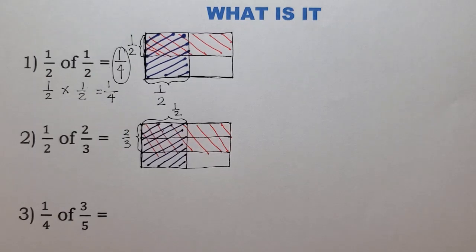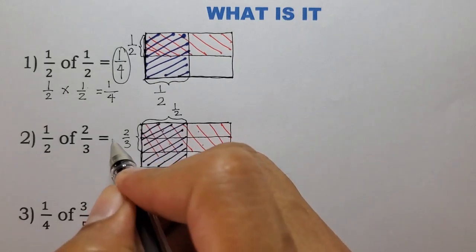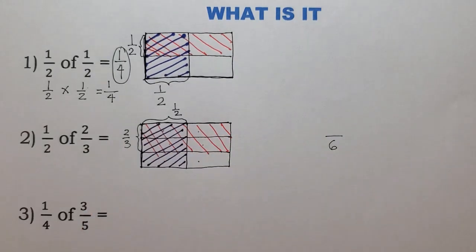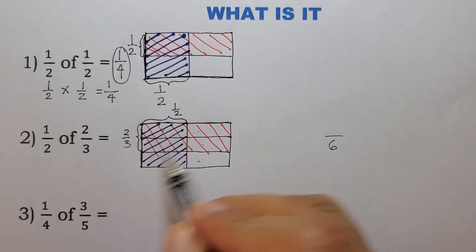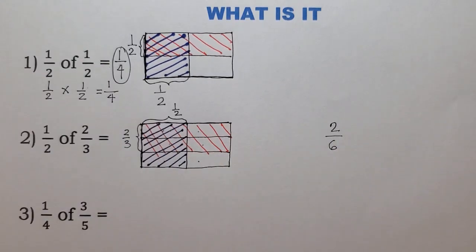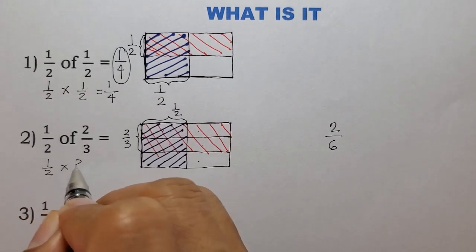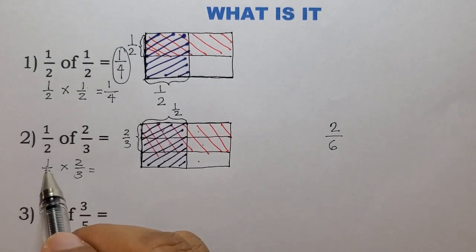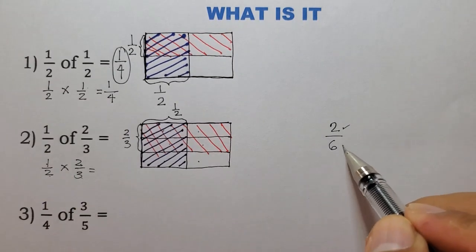So if you noticed here, we made 1, 2, 3, 4, 5, 6 regions. That's 6 regions. Out of those 6 regions, how many regions were shaded twice using the blue lines and the red lines? There are only 2, shaded by blue and shaded by red. So 2 out of 6. Therefore, when we say 1/2 of 2/3, that's also equal to 1 times 2 is equal to 2, and 2 times 3 is equal to 6.